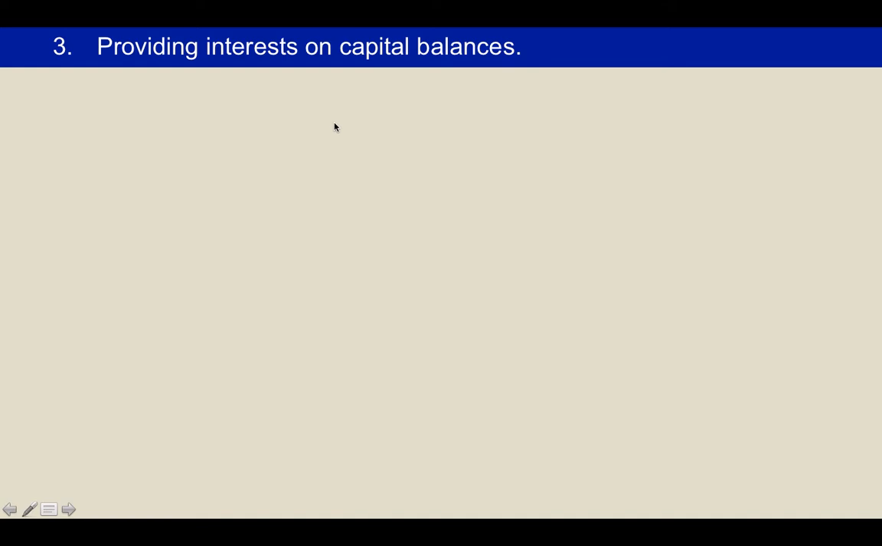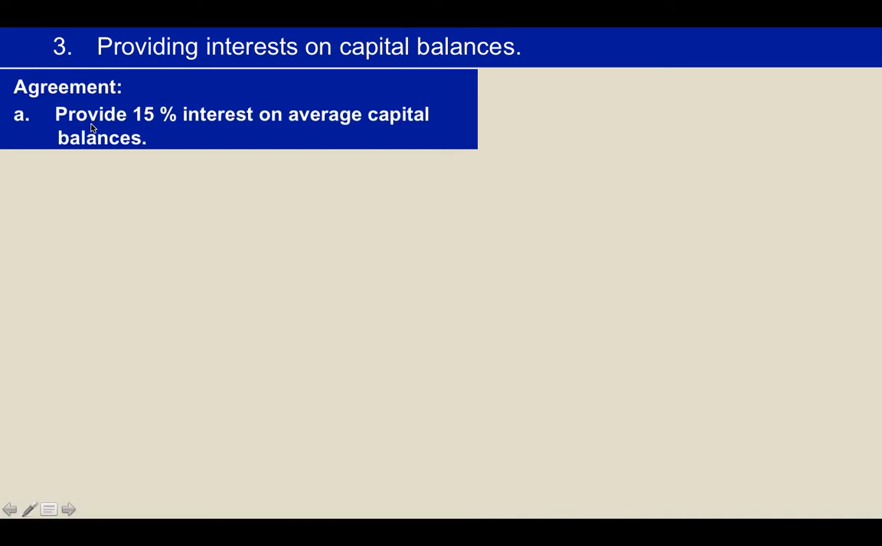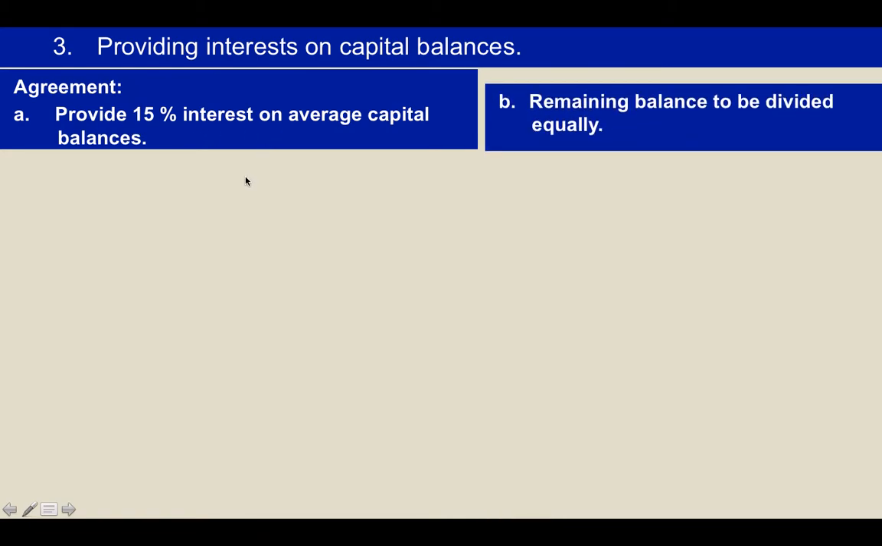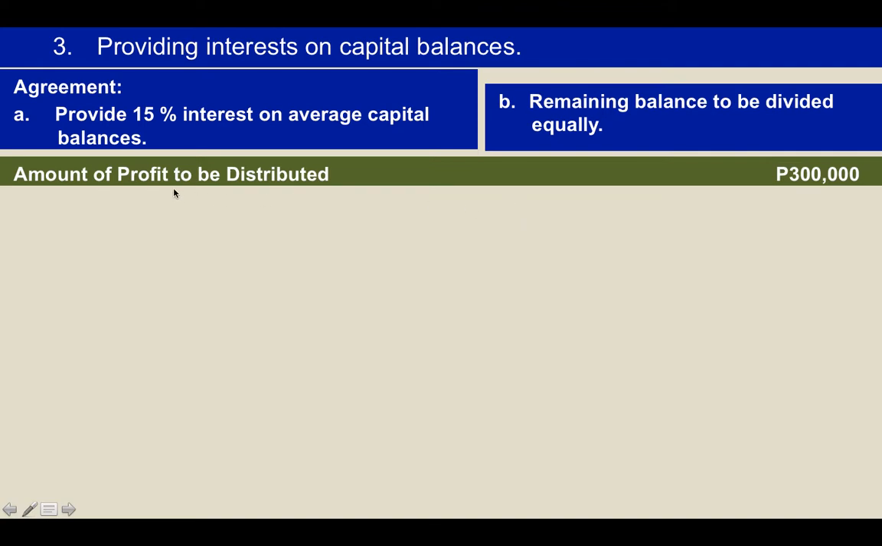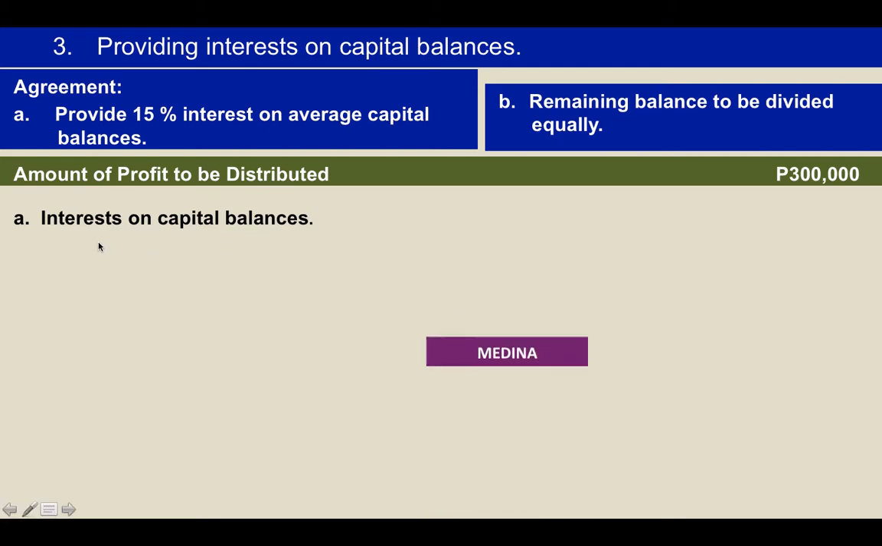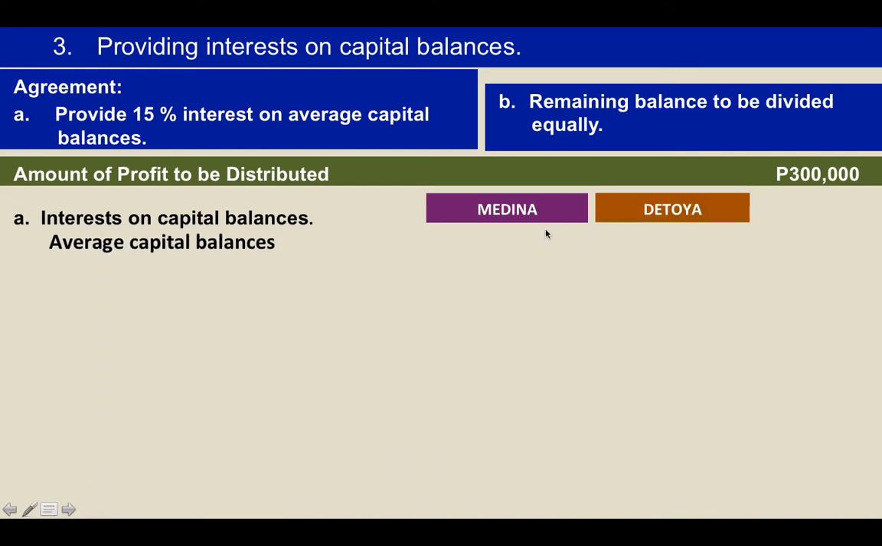First, providing interest on capital balances. The agreement is that provide 15% interest on average capital balances, and next, the remaining balance to be divided equally. And the amount of profit to be distributed, 300,000. So let us now structure the distribution of profit. So we have to get the interest on capital balances. So we have to have a column for each partner, Medina and Detoya. So let us first determine their average capital balances because that will be the basis of the 15% interest.